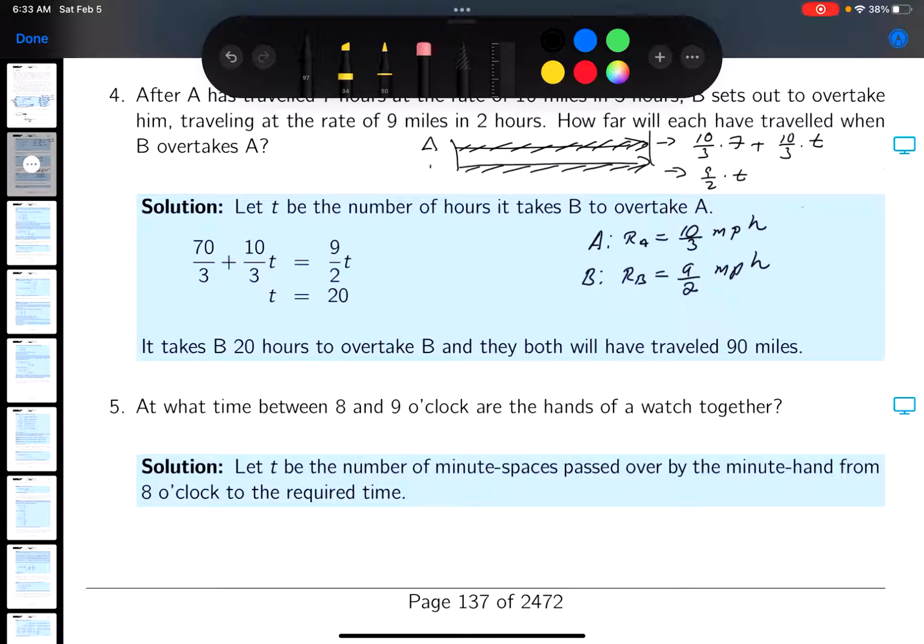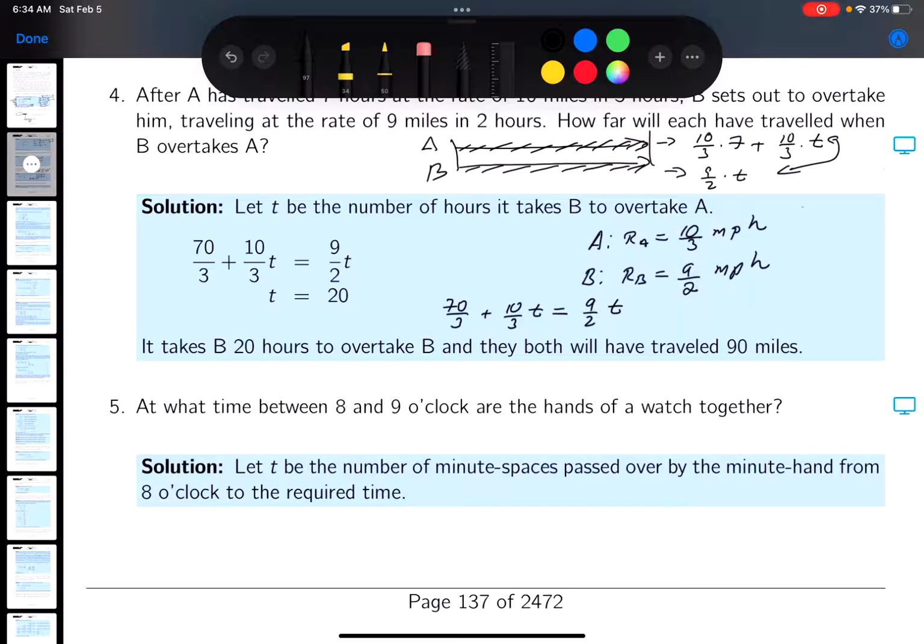Now, when B overtakes A, their distances will be identical. So these two things, I have to equate them together. Let me write that down for you now. So it's going to be 10 thirds times 7, which is 70 thirds, plus 10 thirds T, equal to 9 halves of T. So I'm saying A's distance and B's distance will be equal and they overtake.